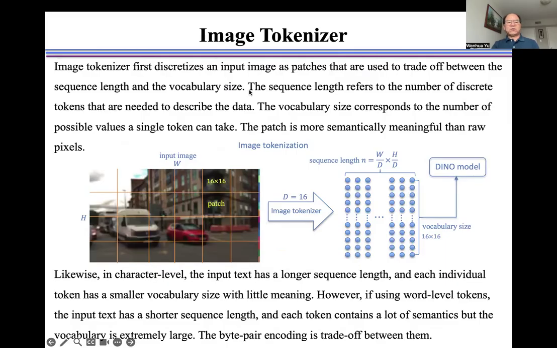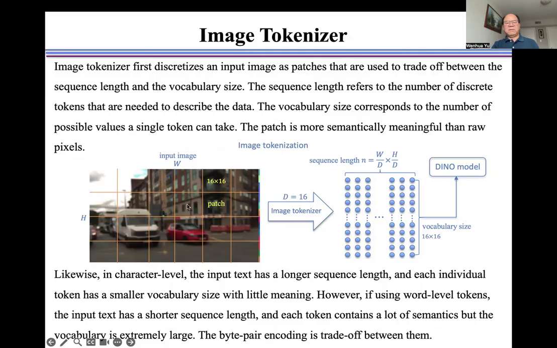The image tokenizer first discretizes the input image into patches, which are used to trade off between the sequence length and the vocabulary size. The sequence length refers to the number of discrete tokens needed to describe the data. The vocabulary size corresponds to the number of possible values a single token can take. The patch is more semantically meaningful than raw pixels, as shown here.